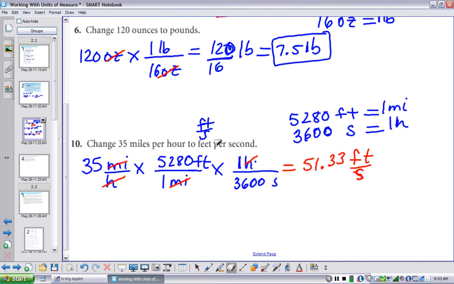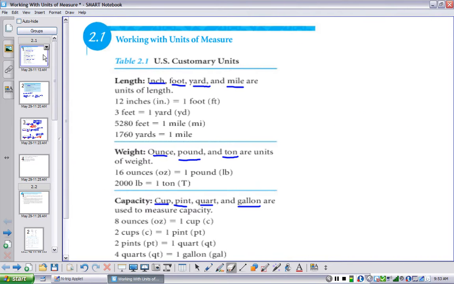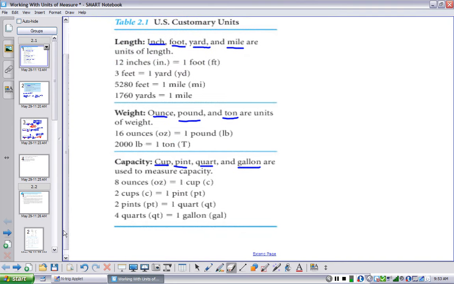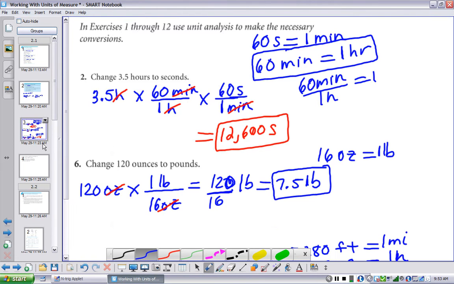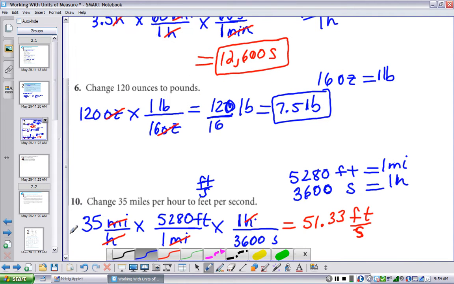Okay? So if we go back to the first table that we looked at, this tells us how they want the abbreviations. Now, in my math lab, more than likely, it's just going to matter. Inches, IN, feet, FT, yard, YD, mile, MI, ounces, OZ, pound, LB, ton, capital T. Okay? So let's make sure that we follow that accordingly.